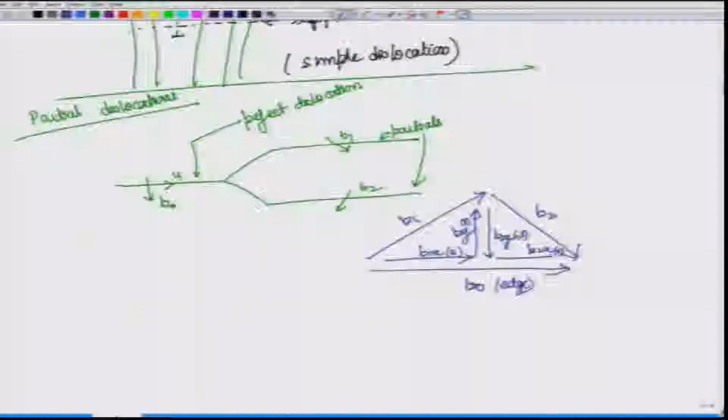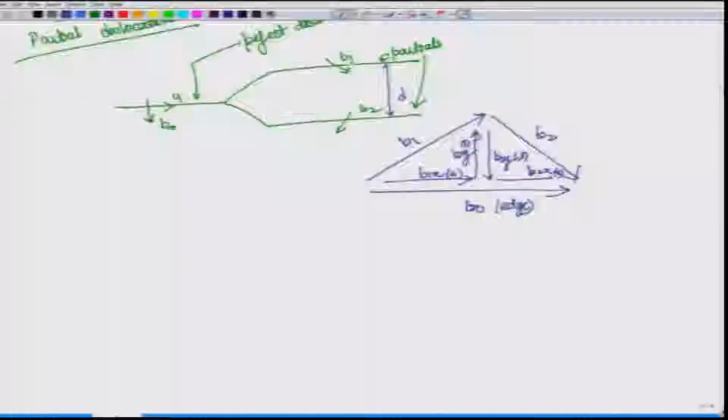Okay. Now, what do we see here? That there is a pair of oppositely signed screw dislocations, and if we assume that the distance between them is d, then we can write an equation for what the forces between these screw dislocations should be. For oppositely signed dislocations, whether edge or screw, we know it is attractive. So, we can give a negative sign to it.